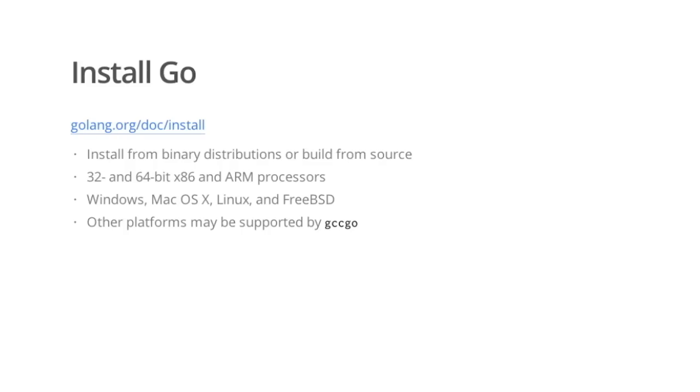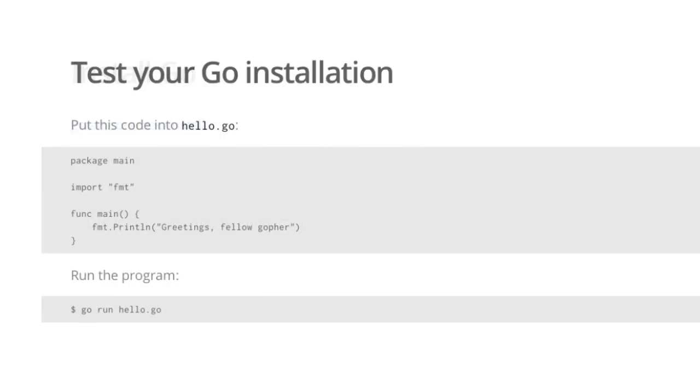So let's get started. The first thing you must do is install Go. You can install the Go compiler on most popular operating systems and processor architectures. I won't go through the installation process now, as it varies from platform to platform. Just visit golang.org and follow the instructions there to get started.